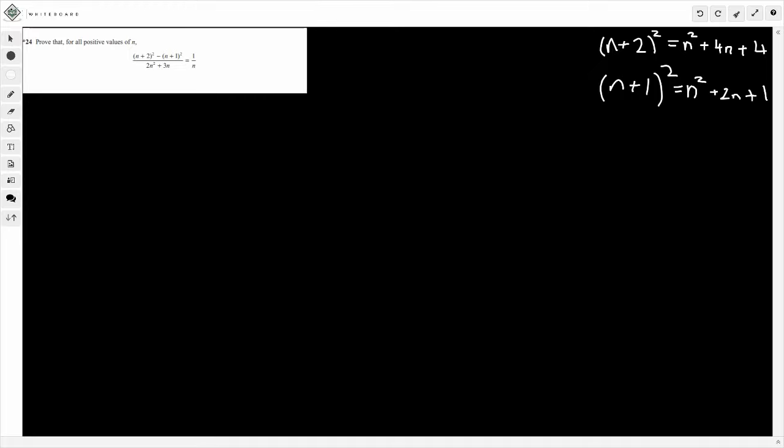So let's simplify that numerator line here. That's going to be n² plus 4n plus 4. Be very careful now: all these terms will be minus, so it will be a minus around all of these. So it's going to be minus n², minus 2n, minus 1. So that's the numerator, and this is still 2n² + 3n.